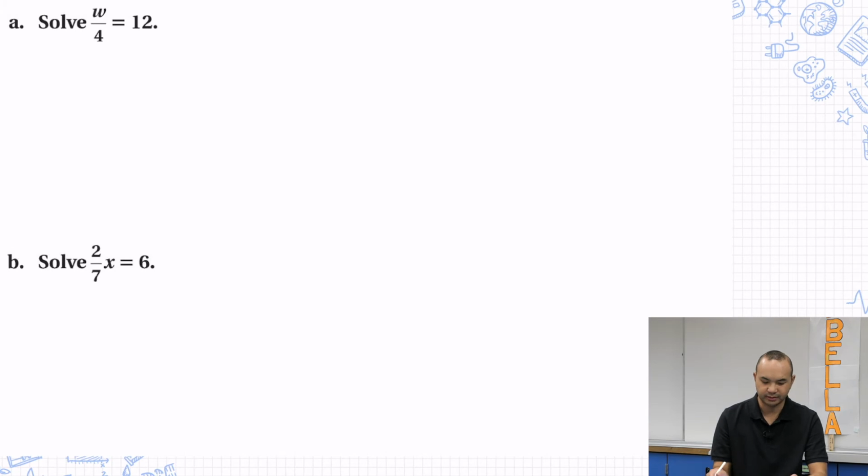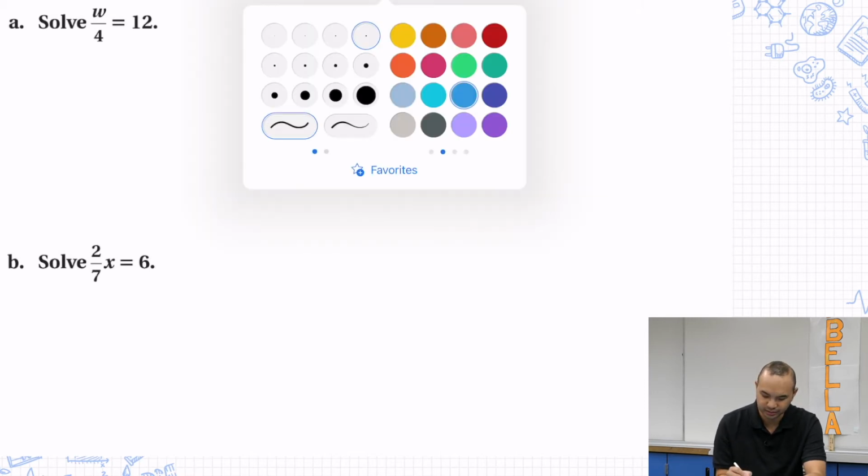So if I had this, solve w, some number w divided by 4 equals 12. It looks like a fraction, but the fraction bar is division. So I'm going to rewrite it over here: w over 4 equals 12. So I know that I'm dividing by 4, and it's nice to show it this way.